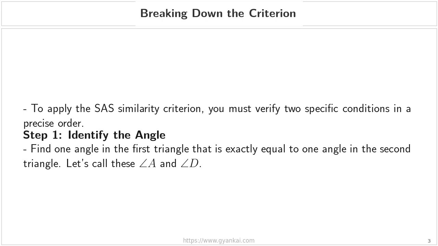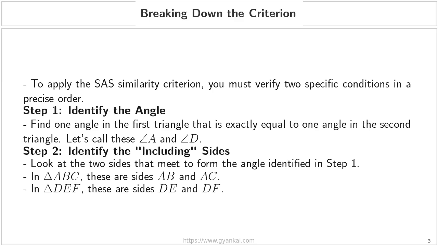Your first task is to find one angle in the first triangle that is exactly equal to one angle in the second triangle. For the sake of our example, let's call these angle A and angle D. This is our anchor. It's the part of the triangle that stays the same in both shapes. Once you've found that equal angle, move to step 2. Identify the including sides. This is a crucial part of the SAS name. You need to look specifically at the two sides that meet to form the angle you just identified in step 1. In our first triangle, triangle ABC, these would be sides AB and AC. Similarly, in our second triangle, triangle DEF, we are looking at sides DE and DF. Remember, the angle must be trapped between these sides.